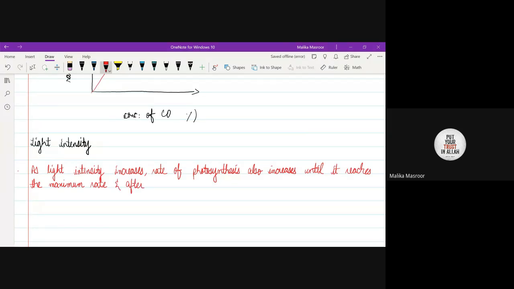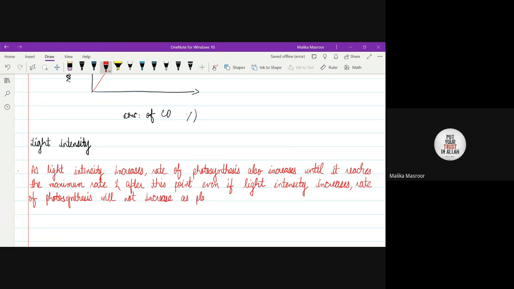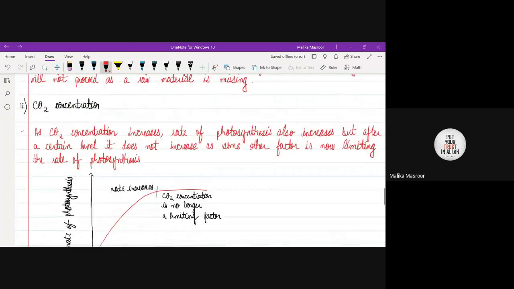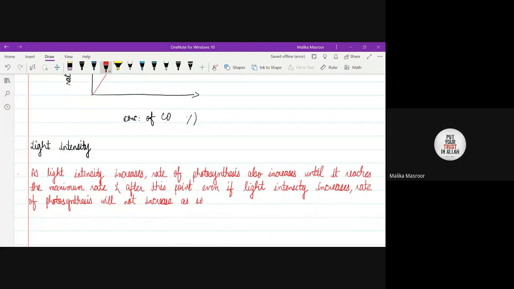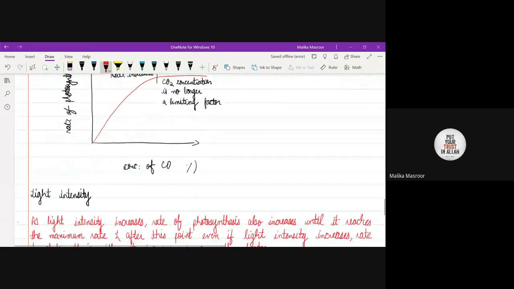And after this point, even if light intensity increases, rate of photosynthesis will not increase, as some other factor is now limiting the rate of photosynthesis.